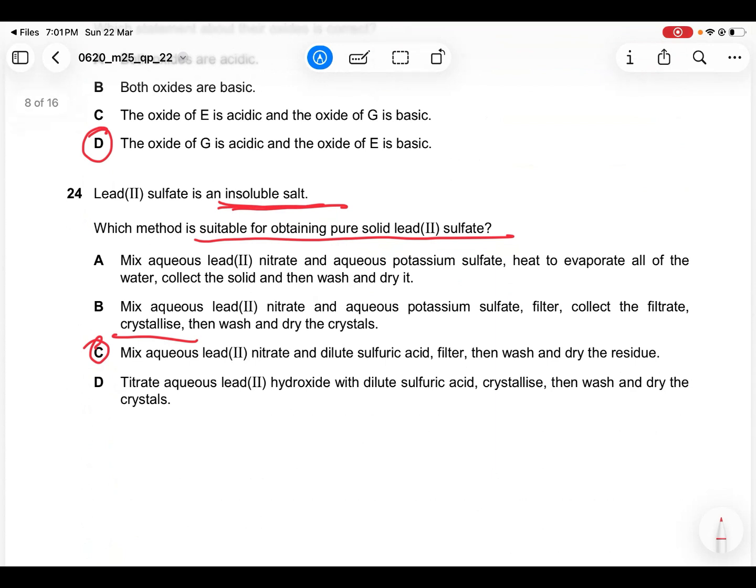Lead(II) sulfate is an insoluble salt. Which method is suitable for obtaining pure solid lead(II) sulfate crystals? Now, they have clearly mentioned that lead(II) sulfate is an insoluble salt. You should remember that insoluble salts are always made by the method that is precipitation.